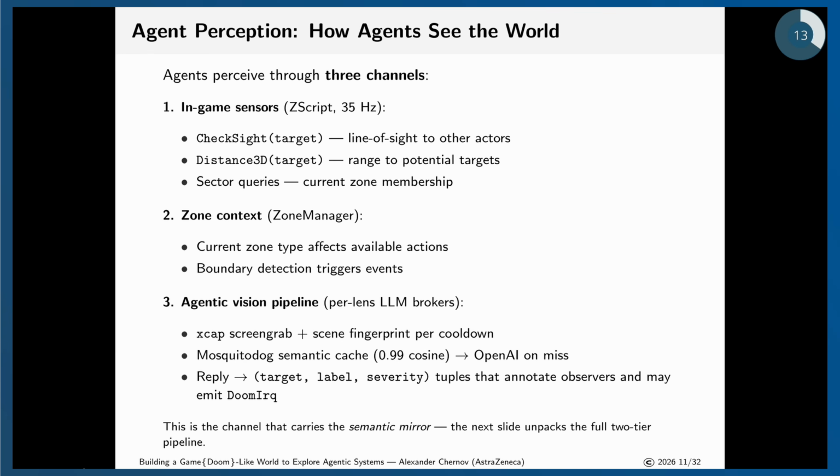So, agent perception, the most important part. In this demo, it's how agents see the world. We have 3 channels. Those are in-game sensors: it's a ZScript running at 35 hertz, so it does line-of-sight, distance, 3D, and sector queries. It has zone context, so current zone types, eval actions, and an agentic vision pipeline.